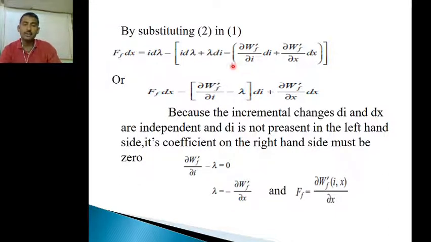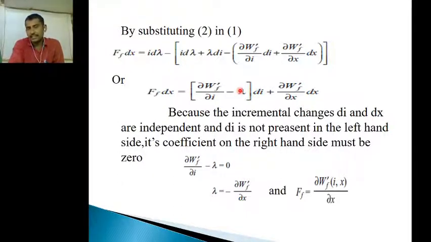By separating the di terms and dx terms, here we have I into d lambda and minus I into d lambda, both of which cancel. Then we have minus lambda into di, plus of this one and minus of this one. So by separating the di and dx terms, we have dou W dash f by dou I into di minus lambda into di plus dou W dash f by dou x into dx.